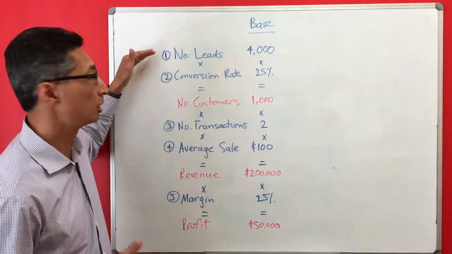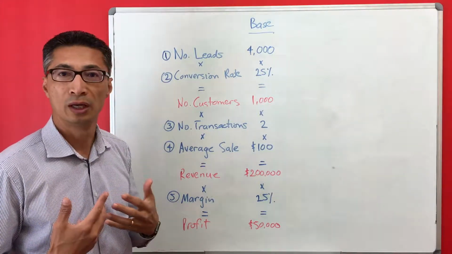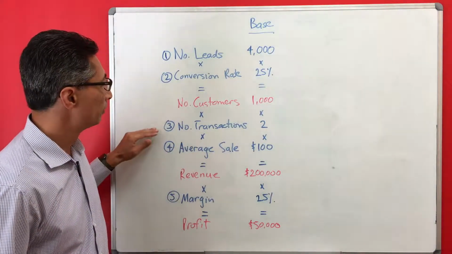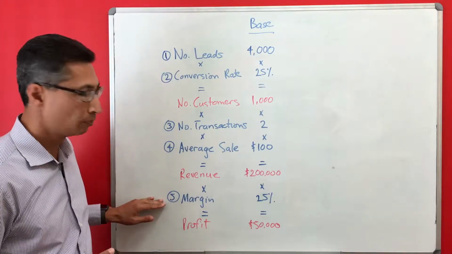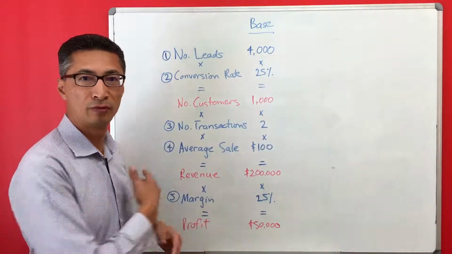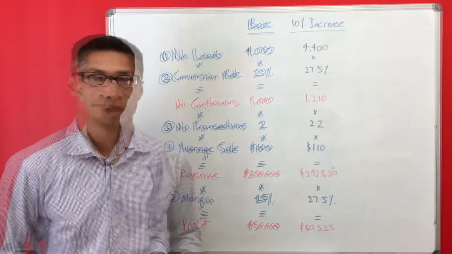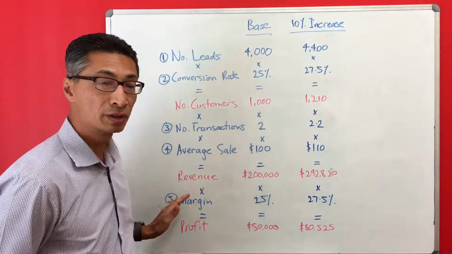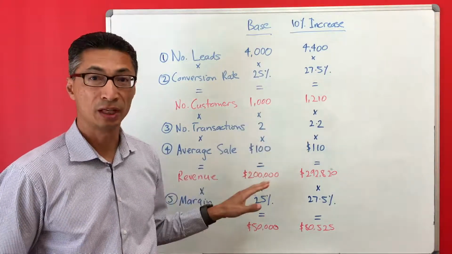So we need to focus on generating more leads, increasing the conversion rate. So that's how we sell and how we convert those leads into customers, getting them to come back more often, getting them to spend more, and improving our profit margins. All right. So what I'll do is I'll explain now how that flows through by just tweaking each of these areas by a small amount. Okay, so what I've done is I've increased each of these 5 areas by 10% each. All right, so I'll take you through what the impact of that has been.